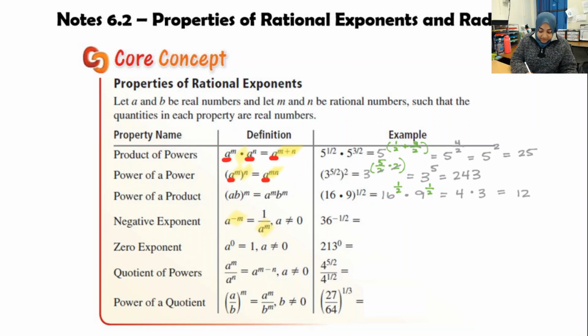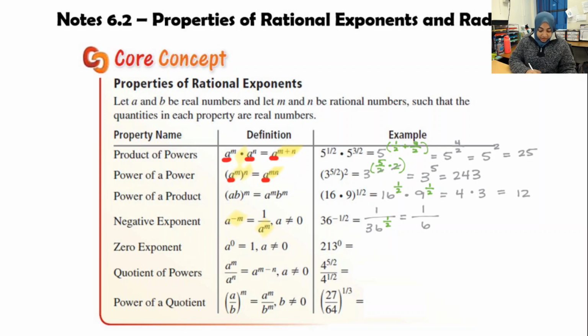So what that means is I have 1 over 36 to the positive 1/2. And again, just like the previous example, if you raise something to the 1/2 power, that's the same thing as taking the square root. And the square root of 36 is 6.